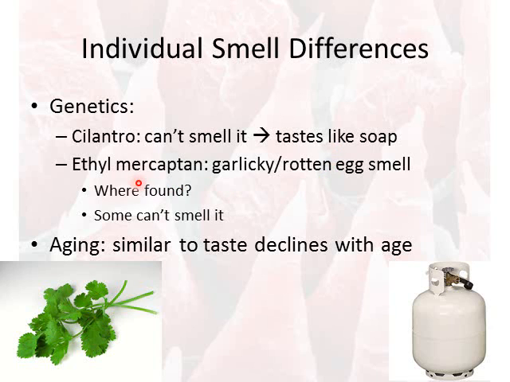There's another chemical called ethyl mercaptan, and this is the chemical that's actually put into liquid propane to make it smell, so it can be detected when there's a leak. Liquid propane doesn't have a smell naturally, so they put that in there as a safety precaution in case there is a leak. Then people can smell it, but it smells kind of garlicky, almost like rotten eggs. But the problem is genetically some people can't smell it, so that doesn't help them. But that's it. There's also an aging decline with smell as well, very similar to taste. The older we get, the less acute our sense of smell is.